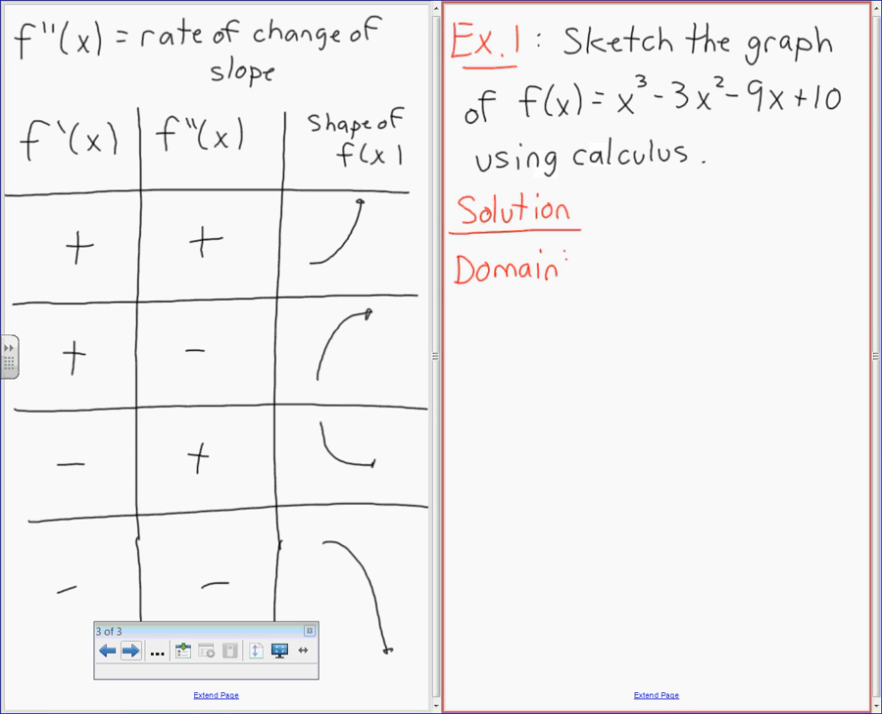Okay, we're finally here. What's the domain of this graph going to be, please? This is a cubic graph. What's the domain of something that's cubic going to be? Go ahead. Domain is anything.